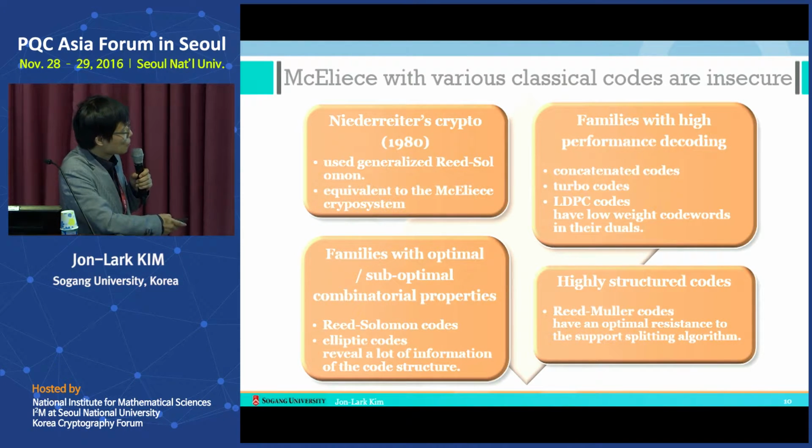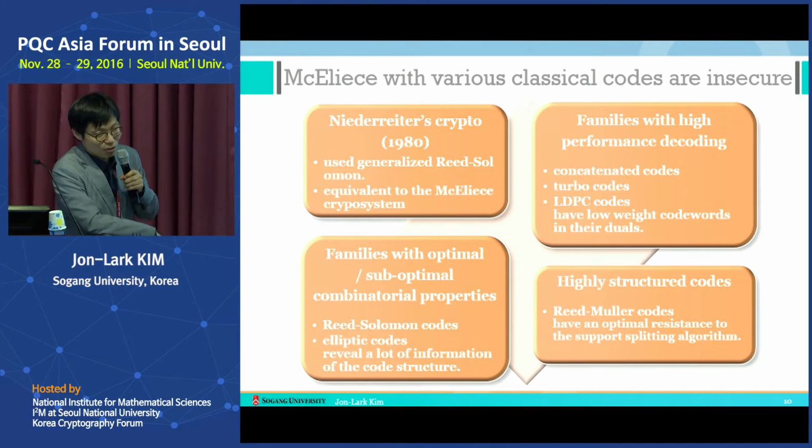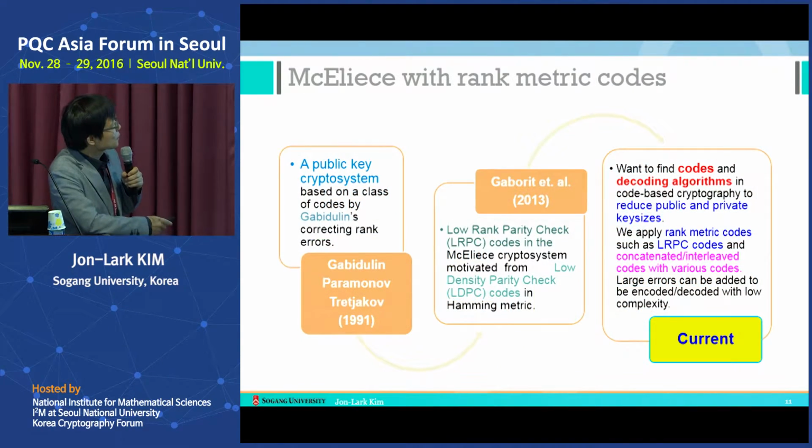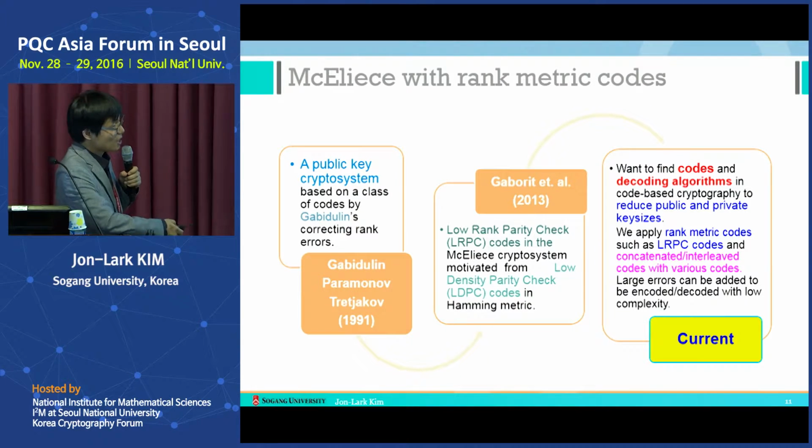So highly structured codes are not good, and this is not highly structured. Those are not good. So the choice is then either you give up using codes, or you find another new class of codes. So that's why the new metric. Instead of Hamming metric, if we use Hamming metric, only Goppa codes survive. So then it's time to change the metric. Okay, so here is the rank metric.